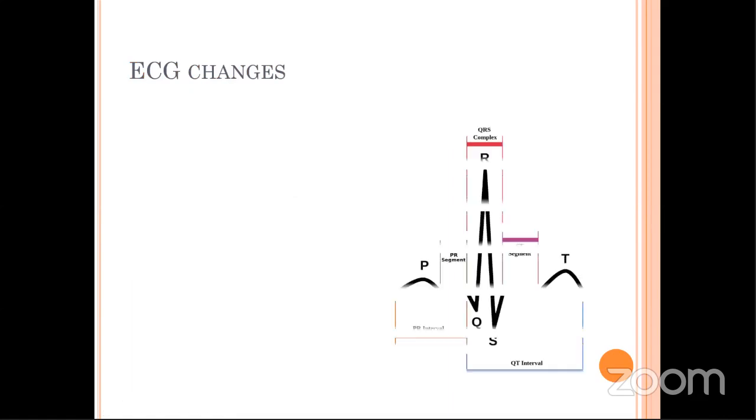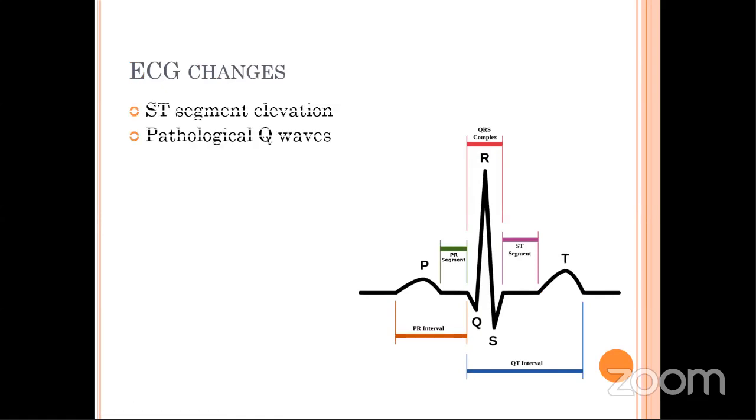Coming to the ECG changes. Now, this is the normal ECG, which all of you must be knowing, the PQRST waves. Now, what are the changes in ECG in case of MI? These are the two main changes that occur in MI, the ST segment elevation and the pathological Q waves.